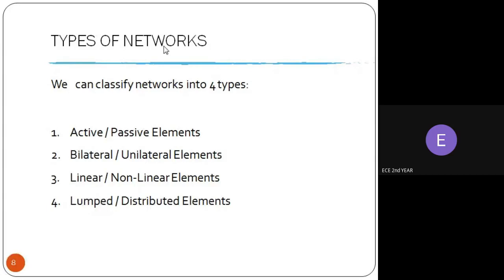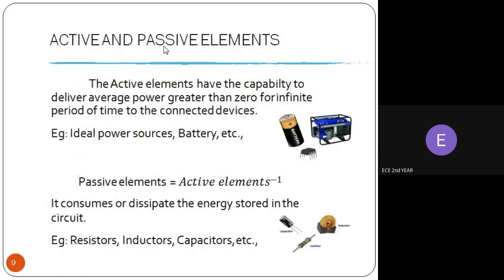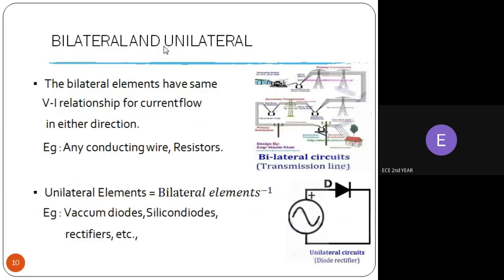First we'll see active and passive elements. The active elements have the capability to deliver average power greater than zero for an infinite period of time to the connected devices. Example, the ideal power sources like battery, voltage source, and so on. And the passive elements consume or dissipate the energy stored in the circuit. Example, resistors, capacitors, inductors are the passive elements.